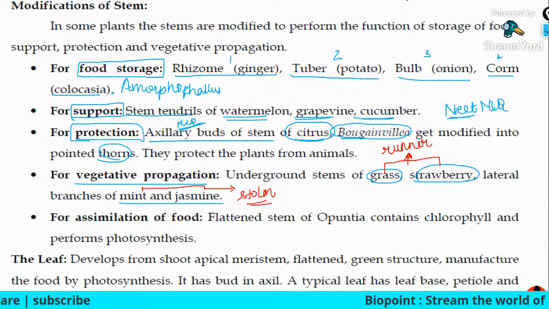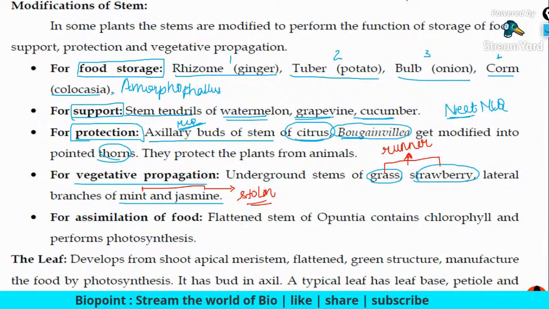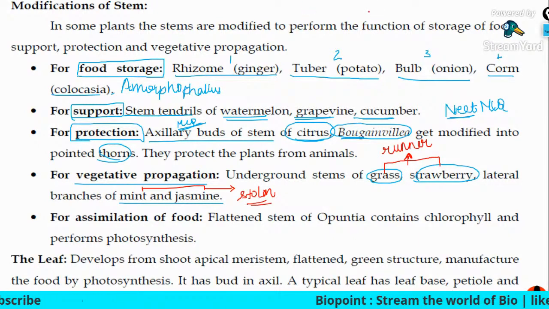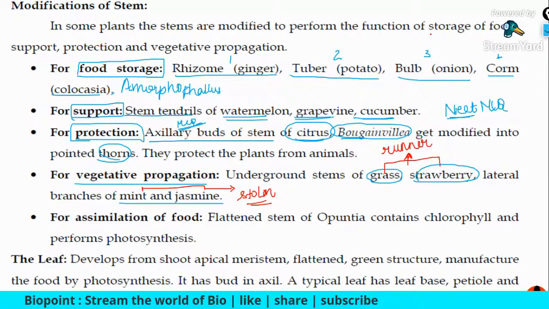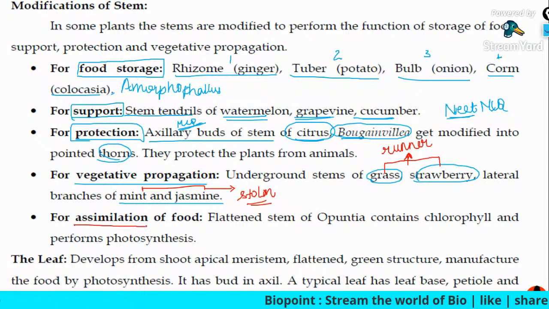Yes, thank you so much. Clear? So for vegetative propagation, underground stems of grass and strawberry are actually runners. They show vegetative propagatory methods or modifications of these stems. Mint and jasmine are showing stolon formation.